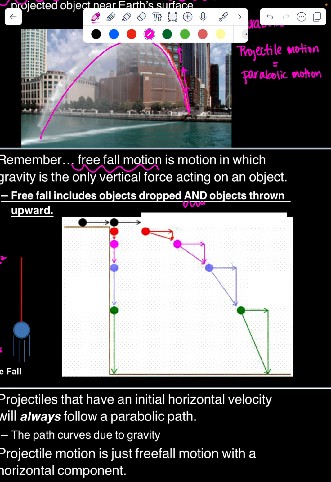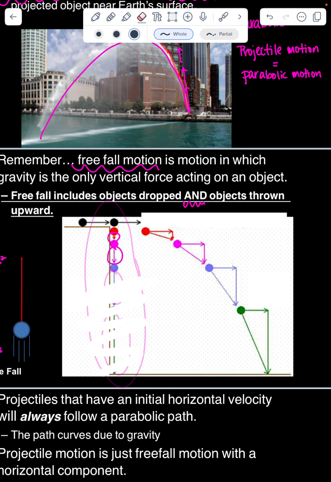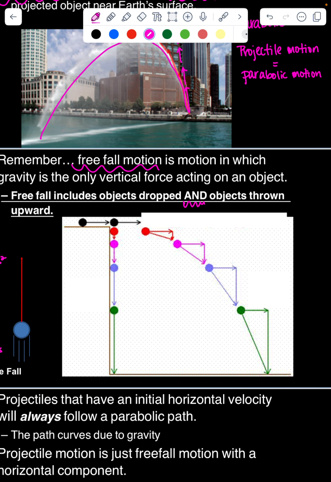All right, first thing I want you to do is look at this left part of the picture. What we have is an object that has been dropped. You notice that these vertical arrows get a little bit larger every time. So that tells us that this object is speeding up as it goes down. So this object is in free fall. That's what happens whenever an object is in free fall.